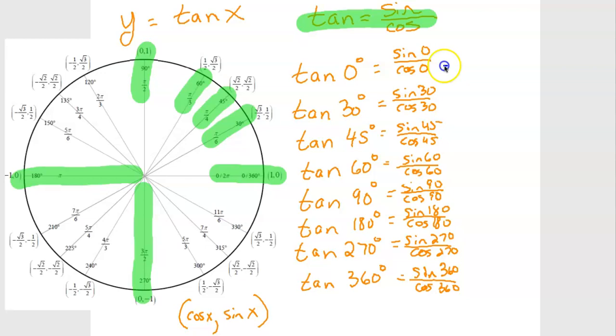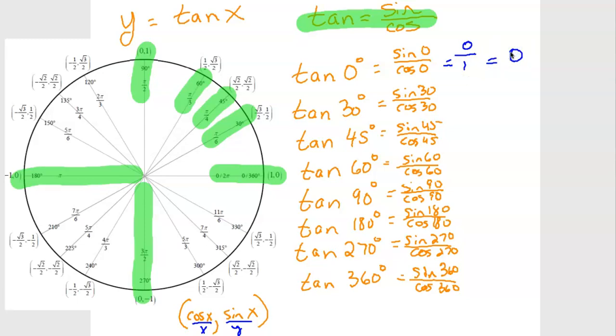As a reminder, for a point, the xy coordinate, the first one is cosine, the second one is sine. So the sine of 0 is 0, the cosine of 0 is 1. So 0 over 1 is 0. Remember, 0 on top is 0.